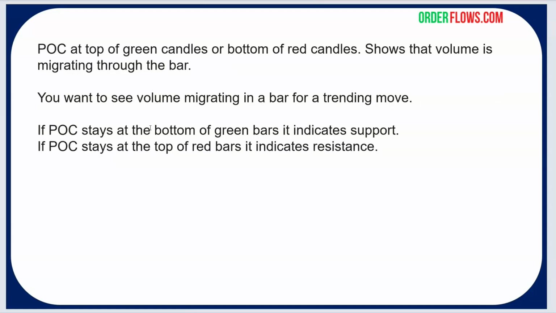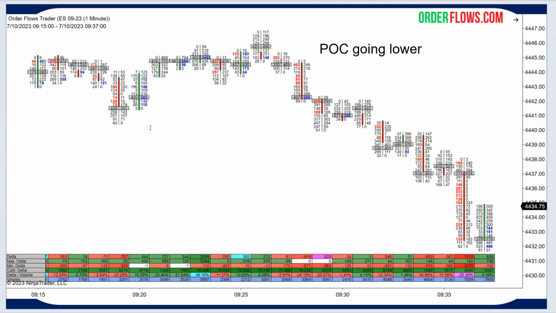So point of control at the top of green candles, the bottom of red candles, shows that volume is migrating through the bar. What that means is you want to see volume migrating in a bar for a trending move, right? If price stays at the bottom of a green bar, it indicates support. If point of control stays at the top of red bars, it indicates resistance. But what about when price is migrating through the bar, right? It's often a good sign of trends developing, right?